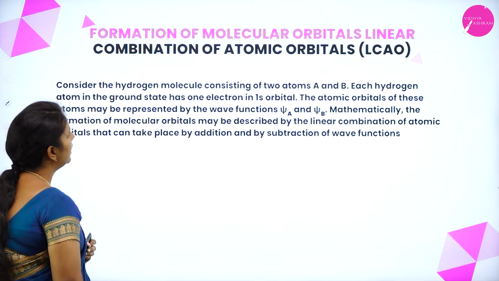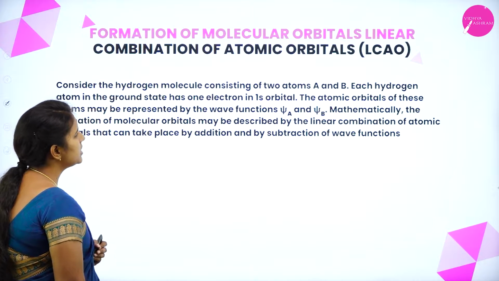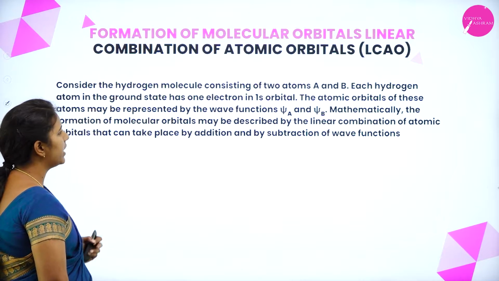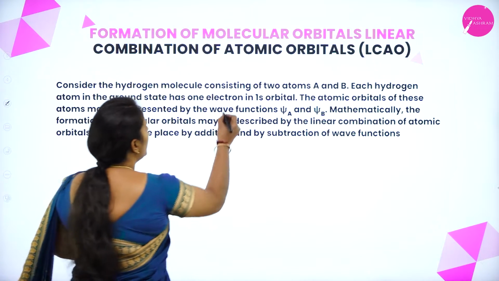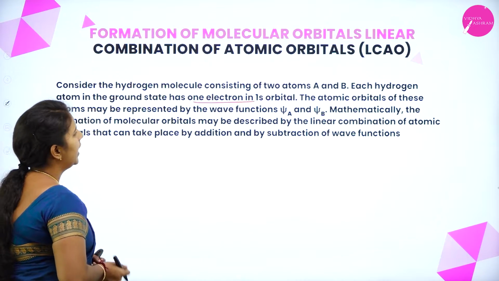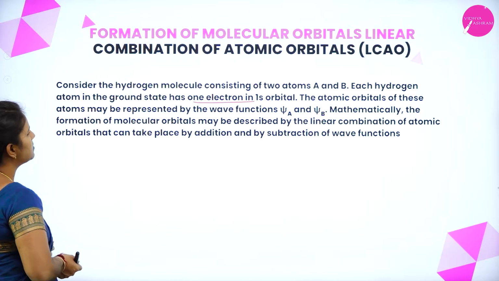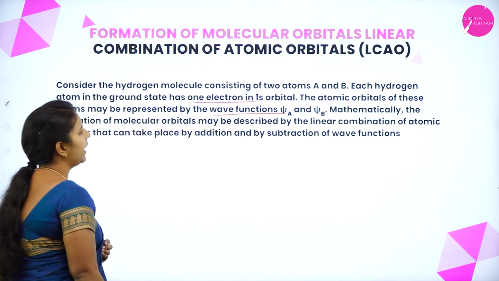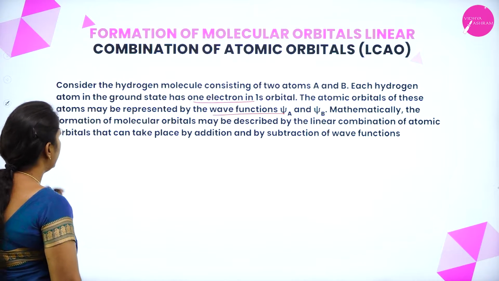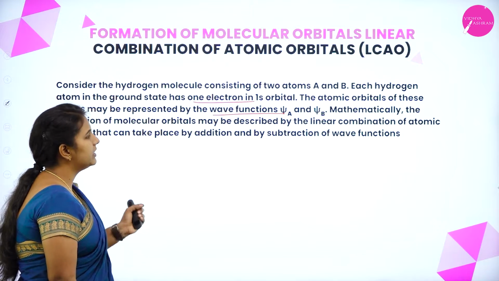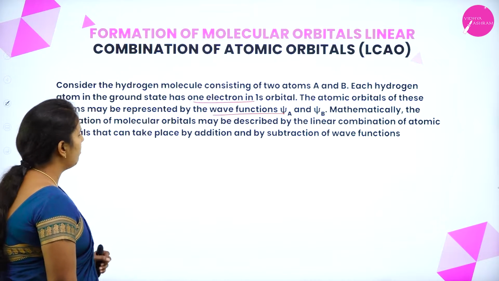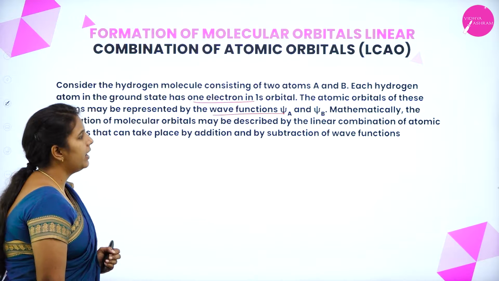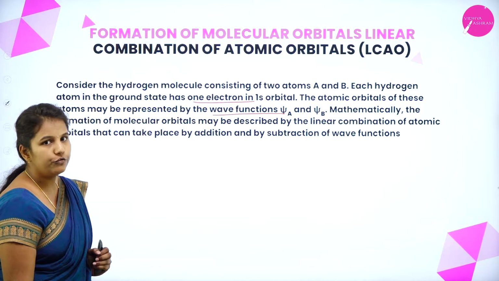Let us consider the hydrogen molecule consists of 2 atoms A and B. Each hydrogen atom in the ground state has how many electrons? 1 electron. And atomic orbitals of these atoms can be represented by the wave functions known as psi A and psi B. Mathematically, the formation of molecular orbitals is described by linear combinations of atomic orbitals, which take part in addition and subtraction of the wave functions.